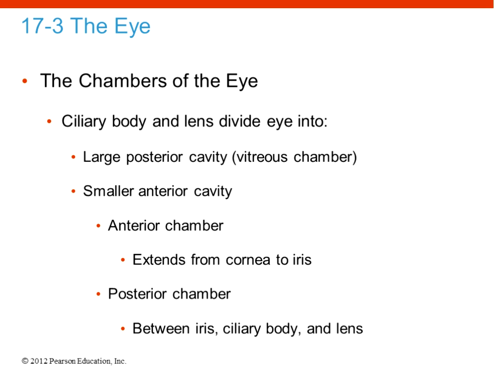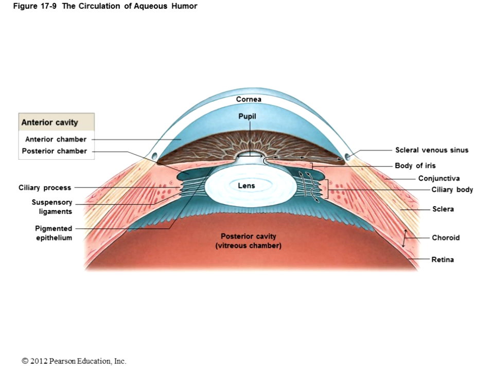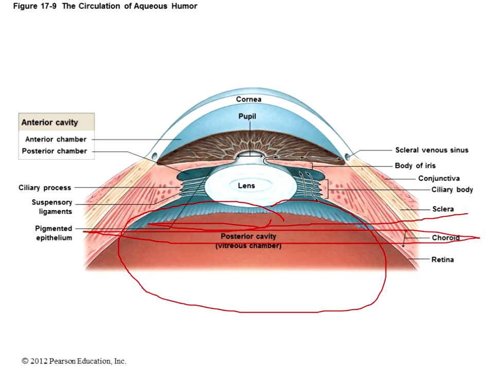All right, so moving on to the chambers of the eye. The ciliary body and the lens basically divide the eye into a posterior cavity and a smaller anterior cavity. If you look at this image, you can see the posterior cavity is behind the lens and it's much larger. When you do your dissection, you'll do a cut in that region, right? And you'll be basically dividing it into anterior cavity and posterior cavity. In the anterior cavity, you actually have two chambers, one in front of the iris and one behind the iris, called the anterior and posterior chamber. But then, of course, you have the cornea on top of that. The posterior cavity we also call the vitreous chamber.